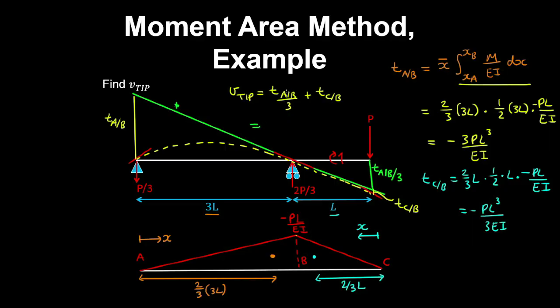And now if we substitute these in this expression, so the tangent at A relative to B on 3 is minus PL cubed on EI, and then plus the tangent at C relative to B, which is minus PL cubed on 3EI. And this here is the same thing as 3 on 3. So the deflection at the tip is minus 4PL cubed on 3EI.